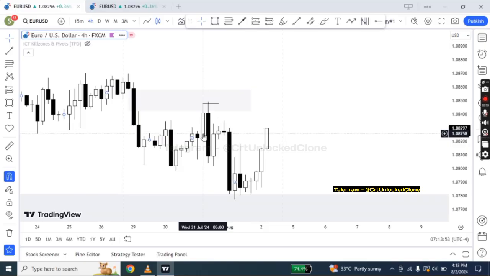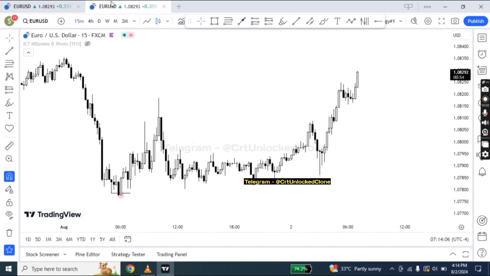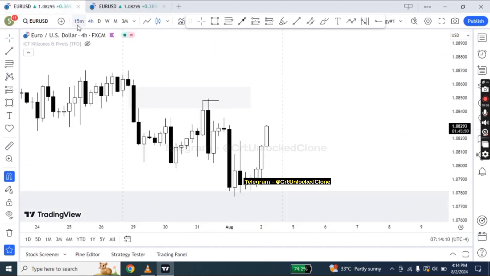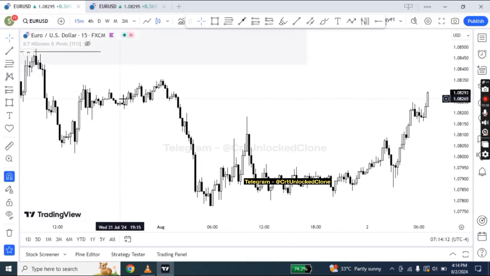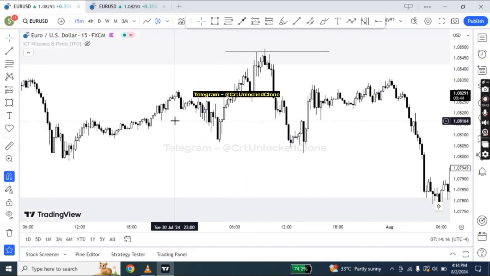So on the 4-hour again, my objective is accomplished, which is that I had to find a CRT, right? And then position myself in that CRT towards the higher time frame draw on liquidity, right? So now I'm going to go down to the 15-minute time frame and look for an entry there. So let's go down to 15-minute and see what we've got there. Right here, first of all, I'm going to put on the opening and closing times for the day, and then we're going to see what we've got.